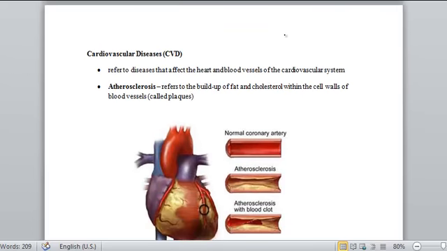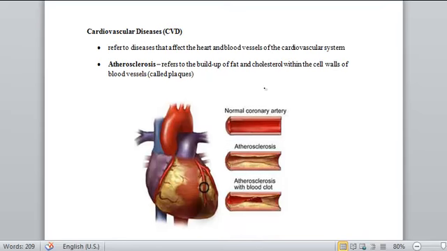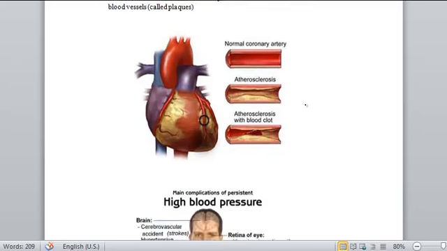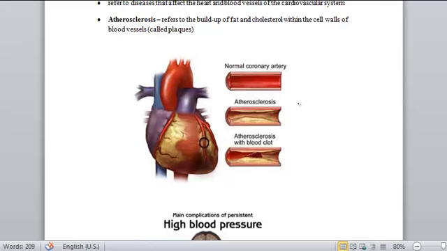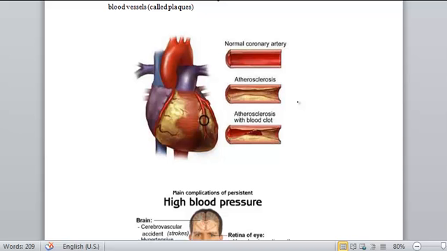So cardiovascular disease refers to any disease that affects the heart and blood vessels of the cardiovascular system. And perhaps one of the most common ones is what's called atherosclerosis. So atherosclerosis is the buildup of fat and cholesterol within the cell walls of the blood vessels. They're called plaques. A lot of people think they build up inside the vessel. They're actually built up in the wall.